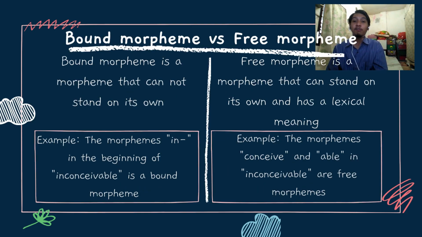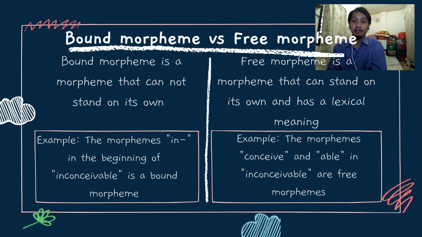So what are bound morphemes and free morphemes? Well, bound morphemes are morphemes that cannot stand on their own. For example, the morpheme in in inconceivable is a bound morpheme because it does not mean anything if it stands on its own. While there is the word in in English that is a preposition, the morpheme in in inconceivable is not a morpheme that can stand on its own.